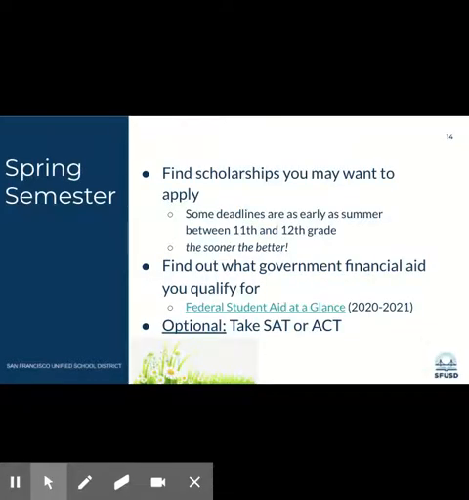During the spring semester of your junior year, find some scholarships that you may want to apply to. There are some that are available to apply to as juniors. Also, you can do research on the government financial aid that you may qualify for. Click on the links in the slideshow. As an option, you can register for the SAT or ACT, but keep in mind that the UCs and the CSUs are not using it in consideration for whether or not you are admitted.